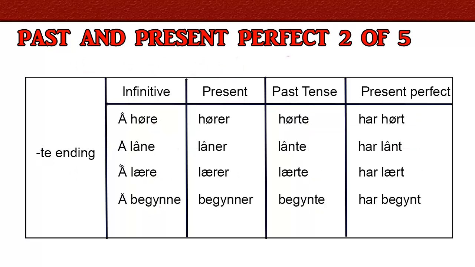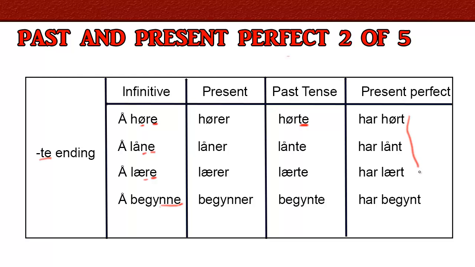The next group has the TE ending. As I mentioned before, if you remove the E and you have two consonants, it tends to be ET ending. If you remove the E and you have one consonant, remember Ø is a vowel, so one consonant, or here you have two consonants but it's kind of like one sound, then you will usually have the TE ending. Rule of thumb with many exceptions. Å høre, hører, hørte. To hear, heard, have heard.